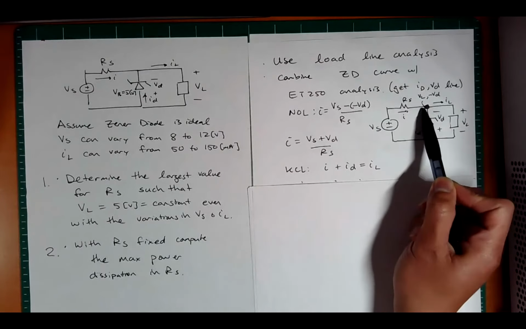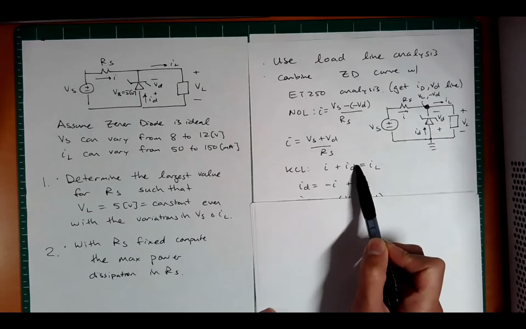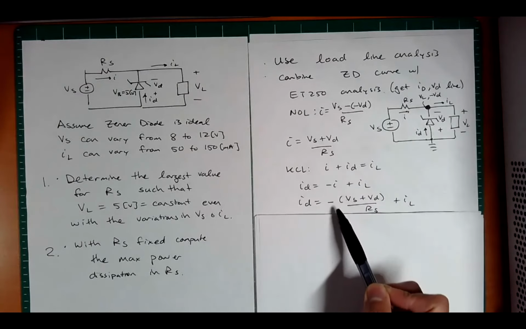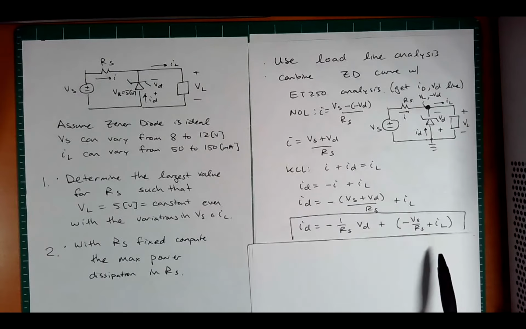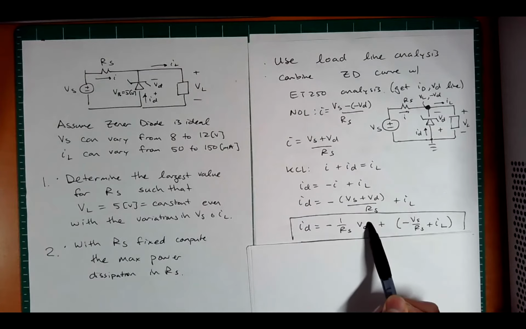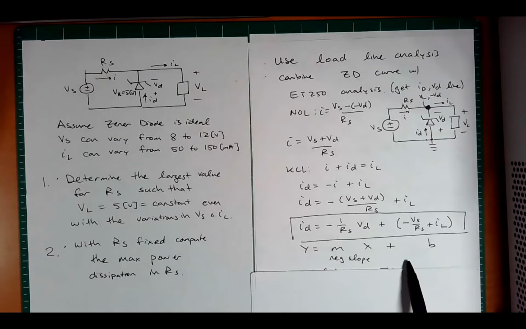KCL is going to say I_D plus I_D equals I_L, great, which means that I_D is equal to minus I_S plus I_L. I'm just going to substitute this in, so I_D equals minus V_S plus V_D over R_S plus I_L, and I get this. Notice I pulled out the minus V_D over R_S and the minus V_S over R_S and put it over here, plus I_L. And this is nice because this is y equals mx plus b form, right?